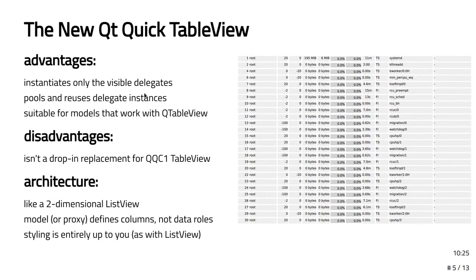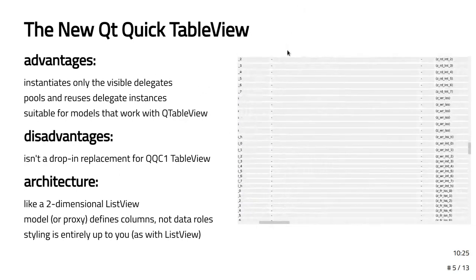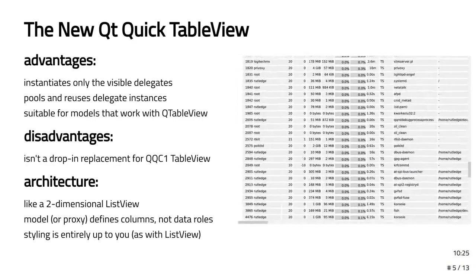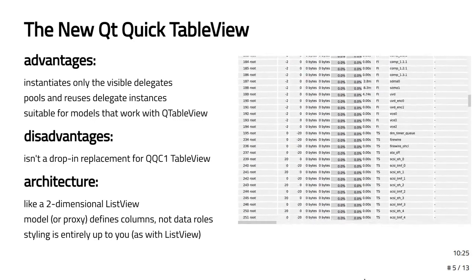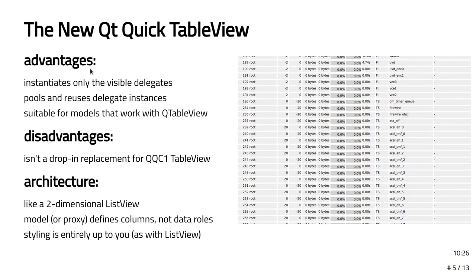So now we have the new Qt Quick TableView introduced in 5.12, and here you can see the big advantage is performance. You can actually smoothly scroll through. And the reason that works so well is that now each individual cell is a delegate instead of the entire row being a delegate. So we only have to instantiate the number of items that you can actually see in this viewport, and instead of creating and destroying them as you scroll through, it actually pools and reuses delegate instances, and then it just changes the bindings as you go through.